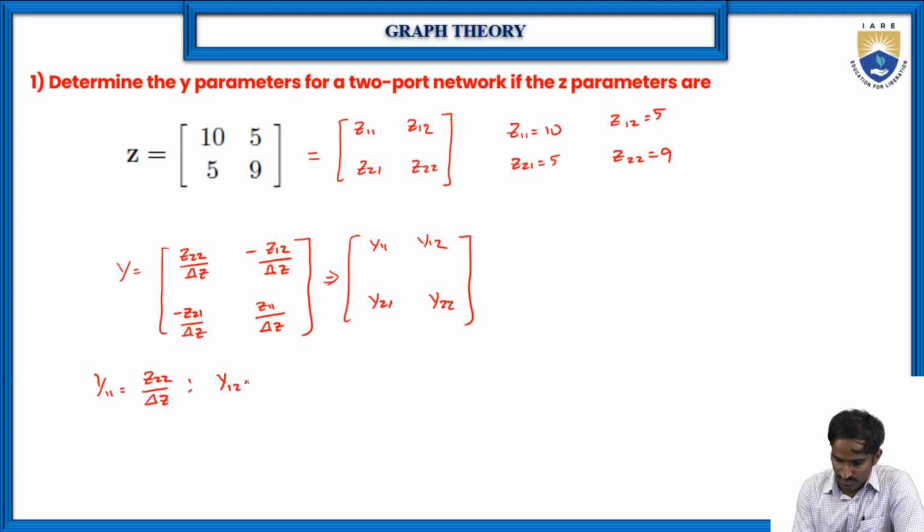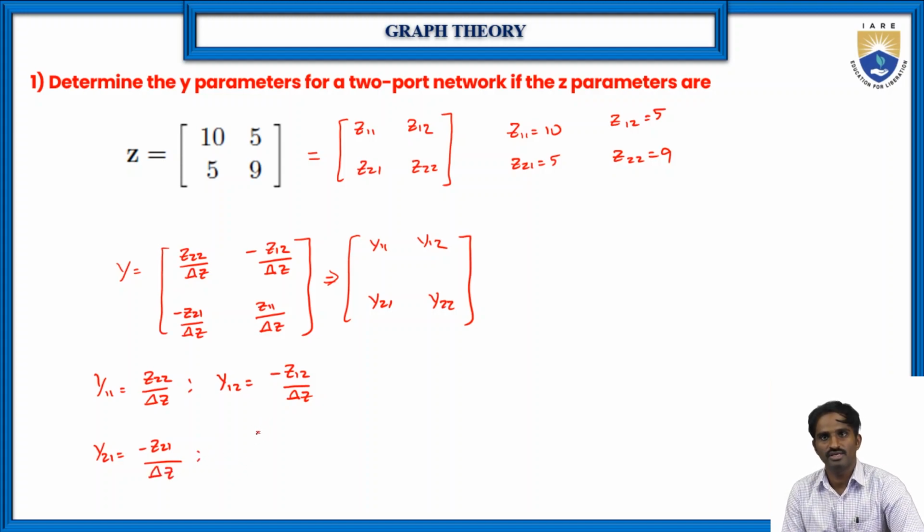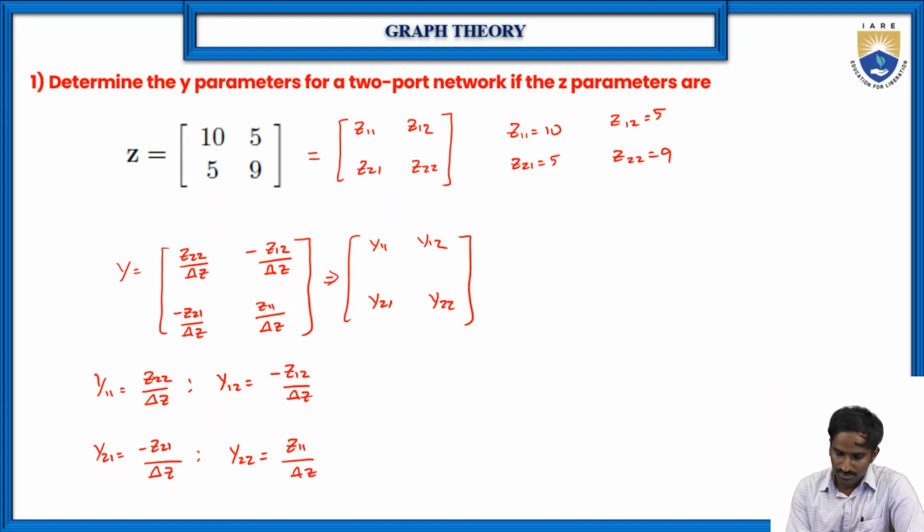Similarly, y12 is equal to minus z12 by delta z. And in a similar way, if you compare these two, y21 is equal to minus z21 by delta z. And similarly, y22 is equal to z11 by delta z. Then substitute all these values.